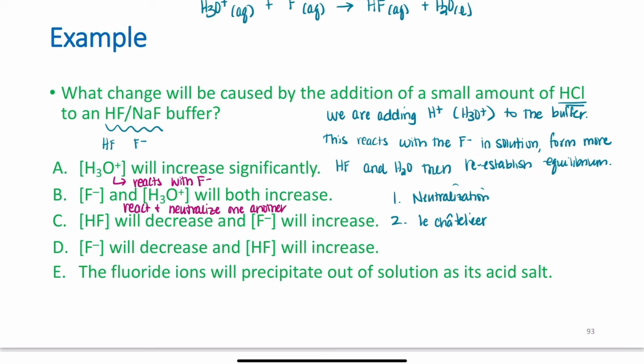Will the HF concentration decrease and the F minus concentration increase? No. This will increase because it's going to be produced from the neutralization reaction. This will decrease because it's going to be consumed in the neutralization reaction. Will the F minus concentration decrease and the HF concentration increase? Yes. Will the fluoride ions precipitate out of solution as it's an acid salt? Nope. Soluble in solution. Sodium fluoride, sodium ions, always soluble.